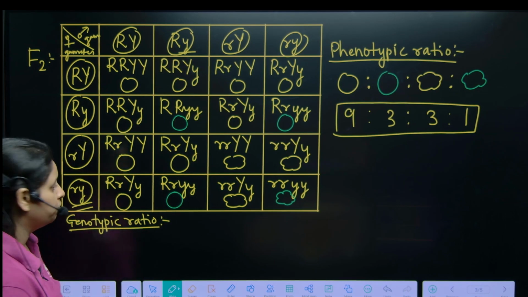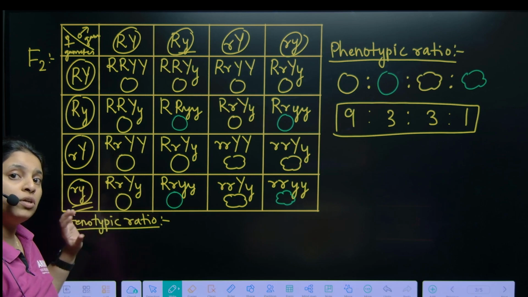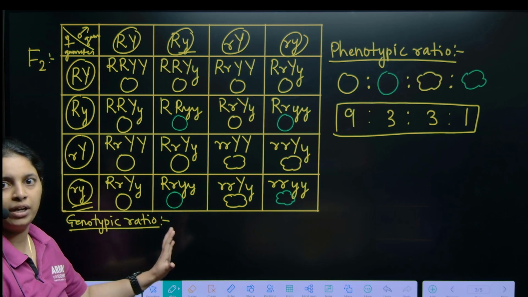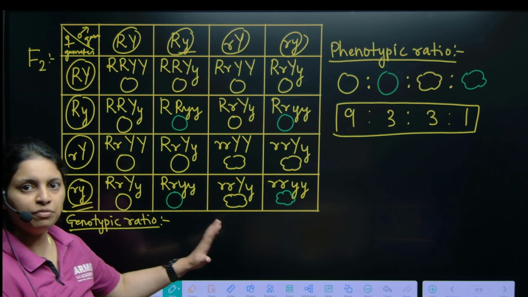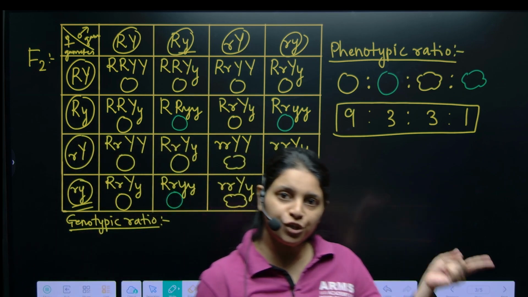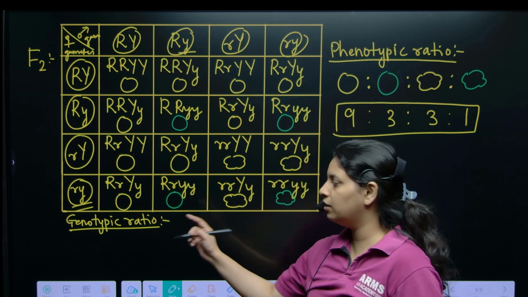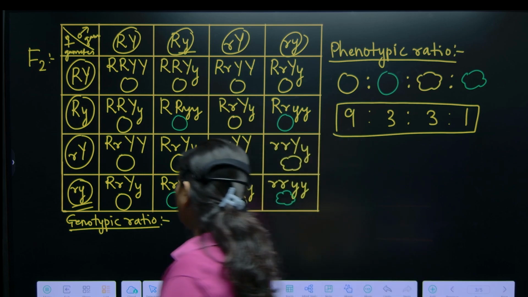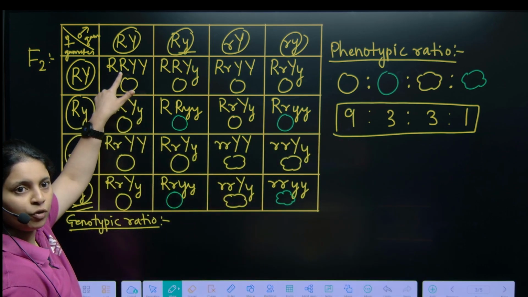Genotypic ratio. So now one by one we will also list all the genotypes and count how many plants are present with respect to the given genotype. We have to see how many different genotypes are present and the number for each. Okay, so let's start with the first one. We will go in sequence.